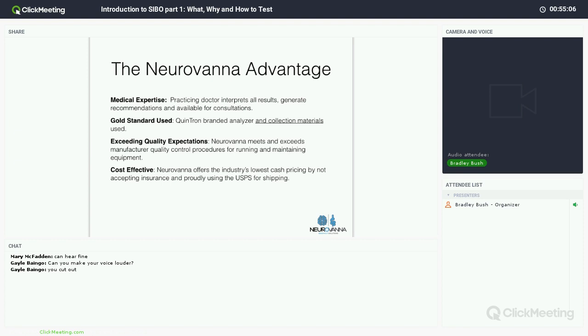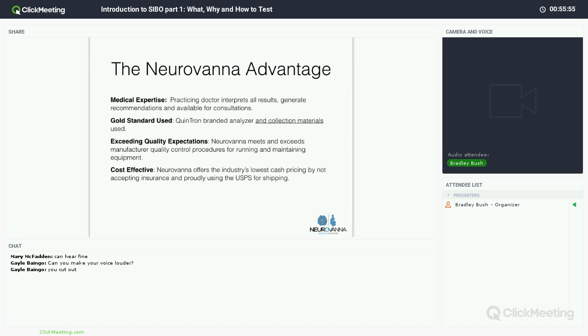It helped me become laser focused in finding the root cause, oftentimes in the gut. So we are really passionate about what we do, and we bring that to every facet of our business. We use Quintron branded breath analyzers and collection materials only. That's very important. Some companies will use off-label materials that were not designed to be used with the industry standard Quintron gas chromatography machines, and that's too bad. You should use everything that was designed to be used. These are the materials used by your gastroenterologists, by your research laboratories, by the experts in the industry. We exceed the normal quality expectations that the lab manufacturer of the equipment mandates.